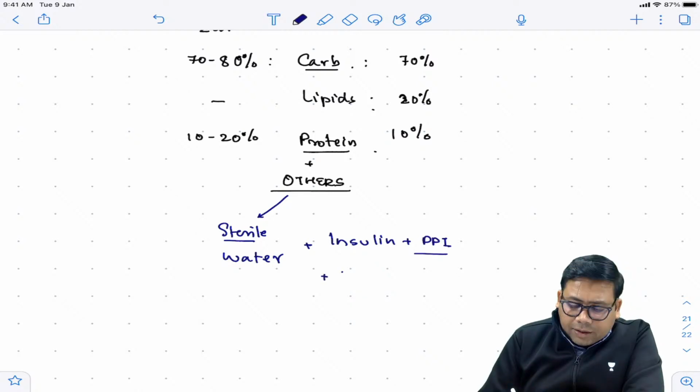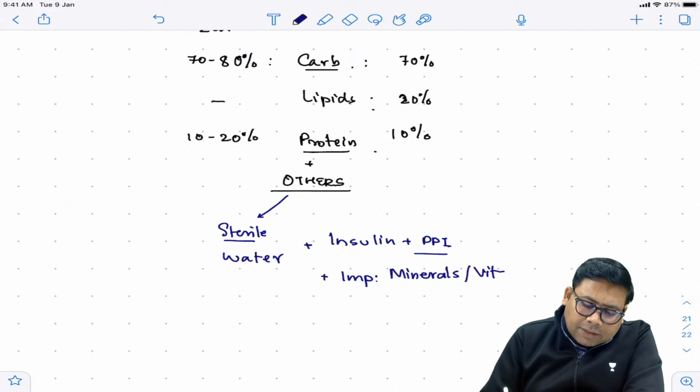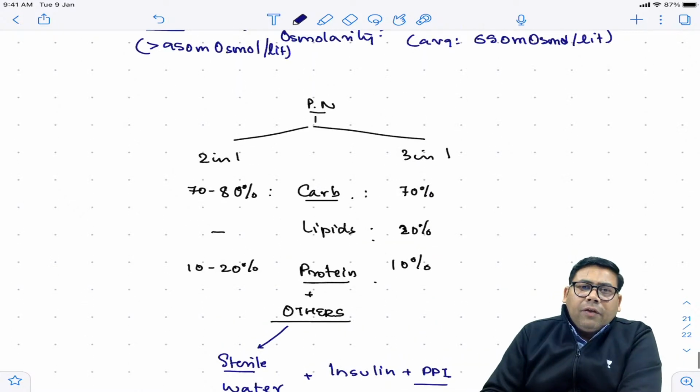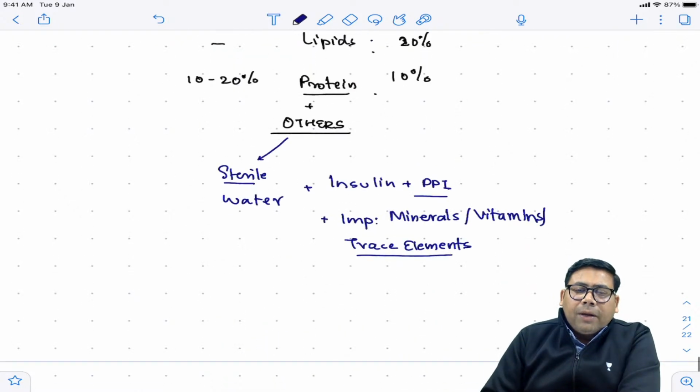Along with that, important minerals, vitamins, and trace elements. So these are some important things that you need to understand, and these are very important things. So this is about parenteral nutrition.